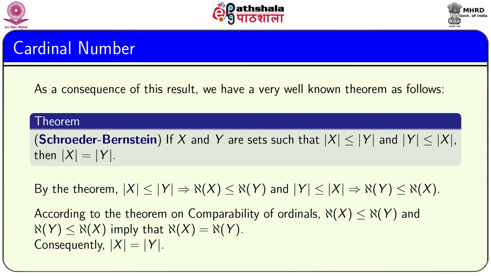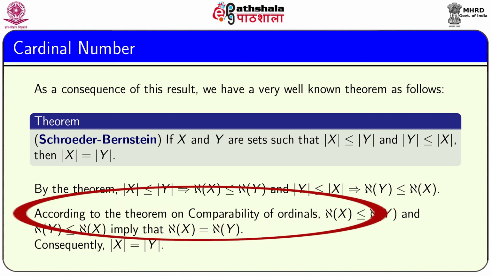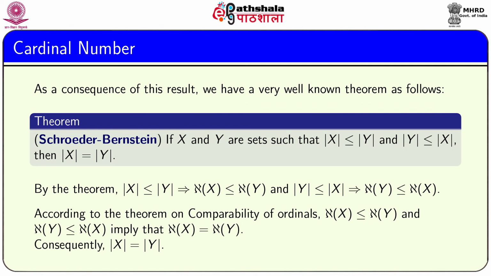By the last theorem, mod X less than or equal to mod Y implies that aleph X is less than or equal to aleph Y, and mod Y less than or equal to mod X will imply aleph Y is less than or equal to aleph X. According to the theorem on comparability of ordinals, aleph X less than or equal to aleph Y and aleph Y less than or equal to aleph X will imply that aleph X is equal to aleph Y. Consequently, we have from the last result that mod X is equal to mod Y.